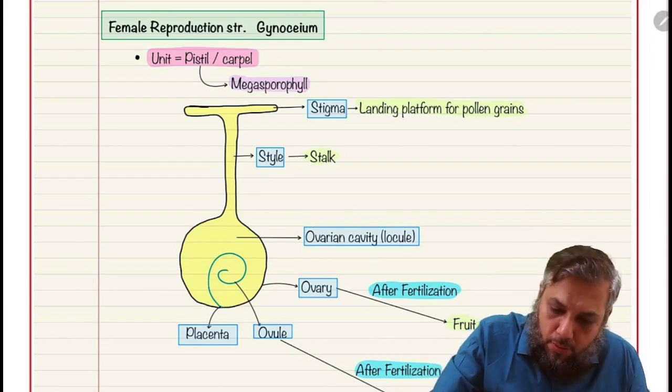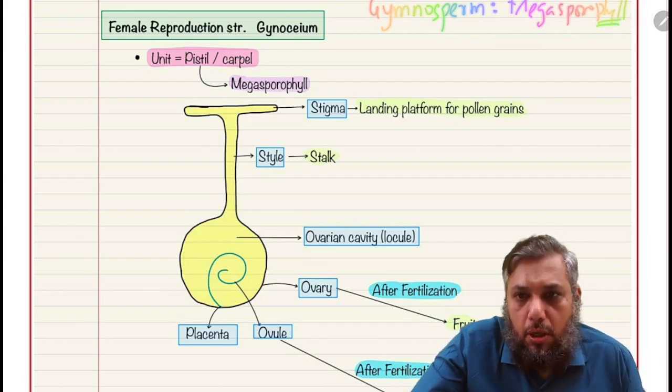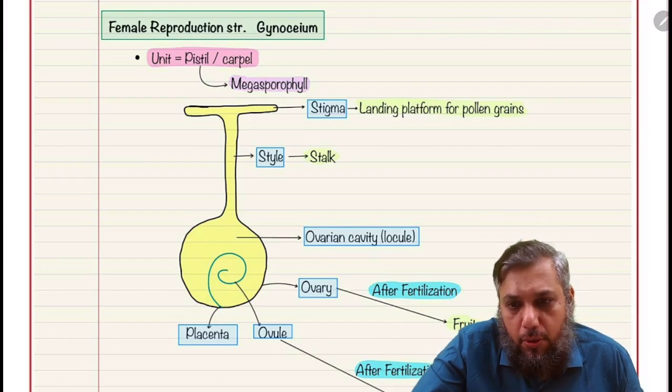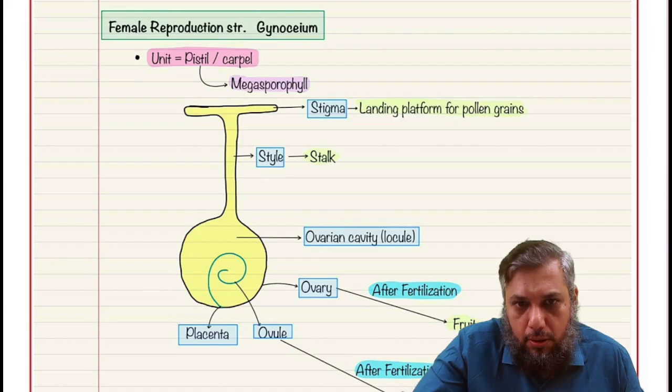In gymnosperms, we see the presence of the megasporophyll. Phyll means leaf. Megasporophyll means a leaf which can produce megaspores, the female spores. The same job is done in angiosperms by the pistil or the carpel. So, in a way, for MCQs, you'll remember that the pistil or the carpel is a modified megasporophyll.